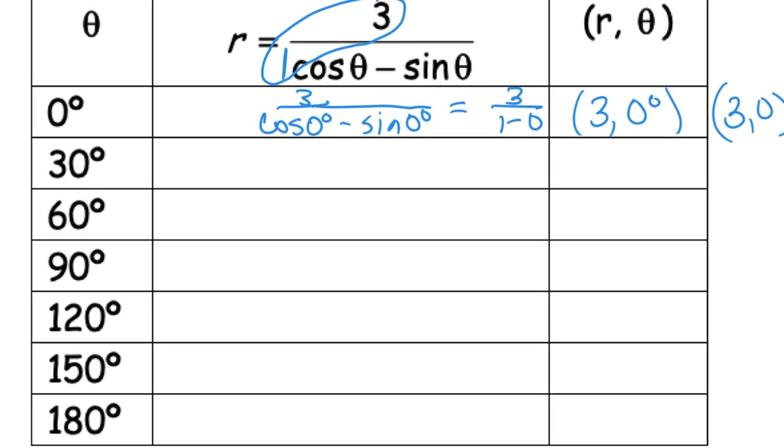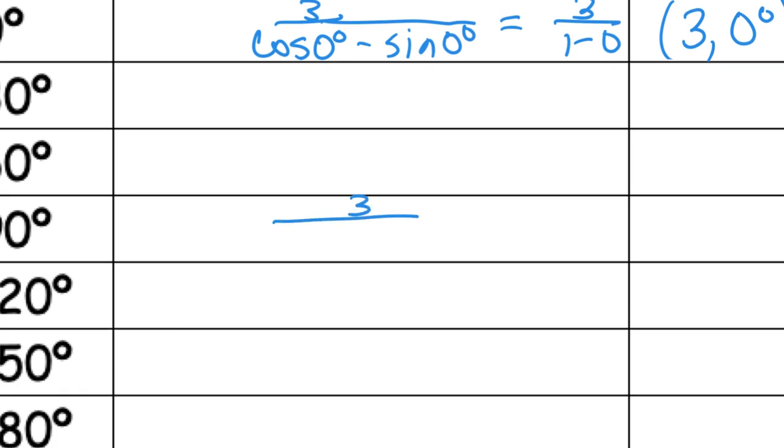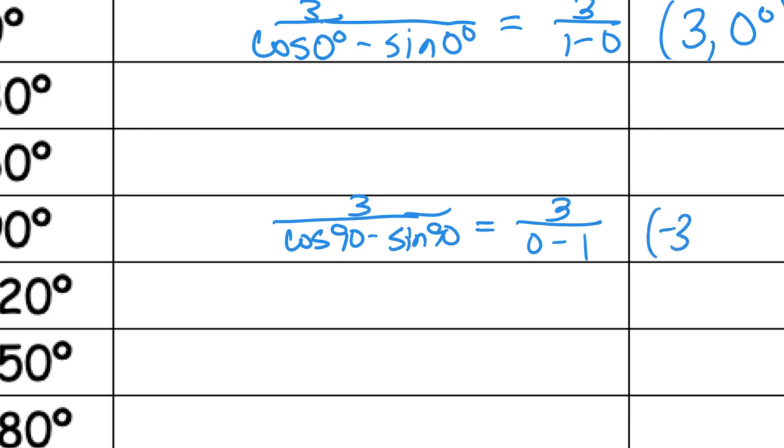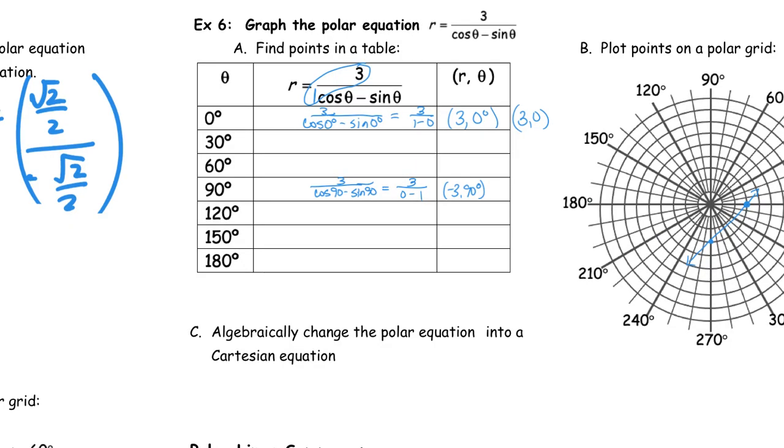So now when I do sine of 90, I got 3 over cosine 90 minus sine 90. What's cosine of 90? What's sine of 90? So now I have -3, 90 degrees. So when you have both cosine and sine on the bottom, you're actually able to get intercepts and a line.